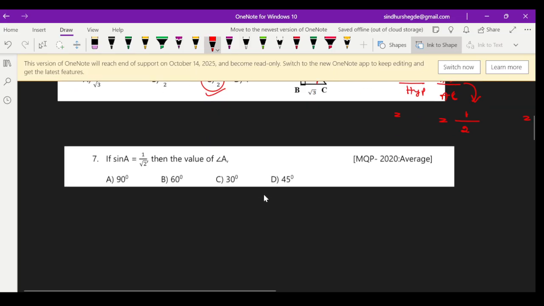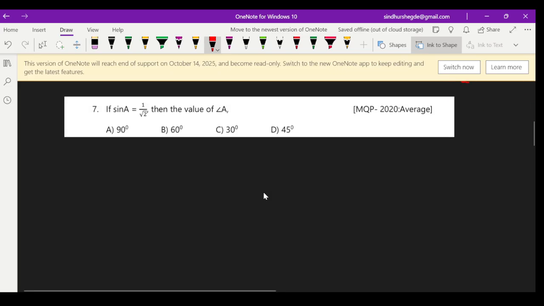So in each and every question, our basic duty is to write down the trigonometric ratio. So the 7th question: sin A is 1 by root 2. So what is the angle A? So we know that 1 by root 2, we have to memorize the value. Sin 45 is 1 by root 2.